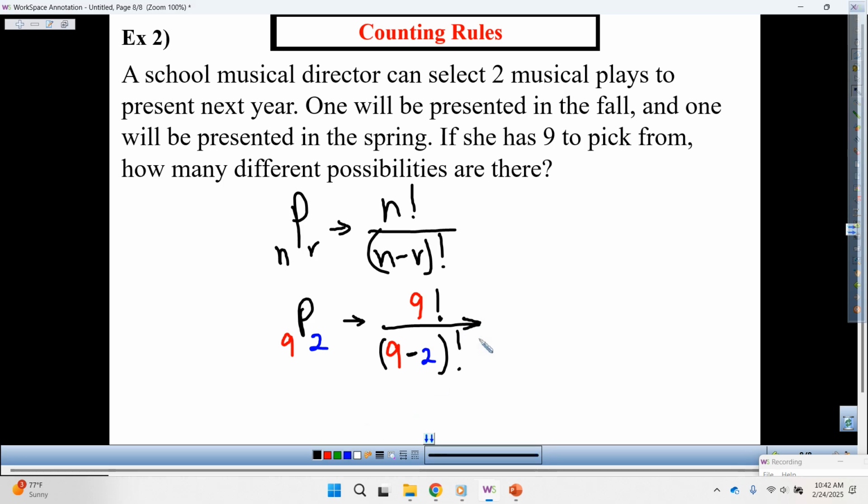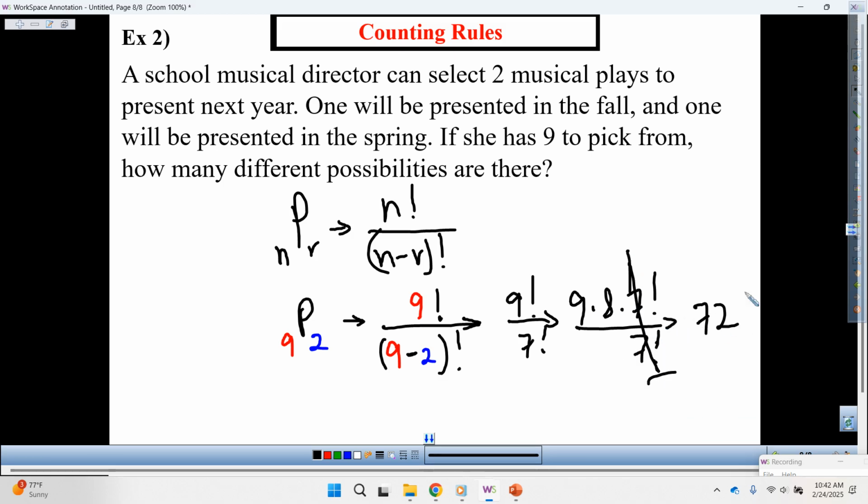Hands if you got that. Yeah, so we got 9 factorial over 7 factorial. So you should have written 9 times 8 times 7 factorial over 7 factorial. This is a giant 1, so that leaves us with how many different ways? 72. Hands if you got that. All right, send me that on the screen, please.